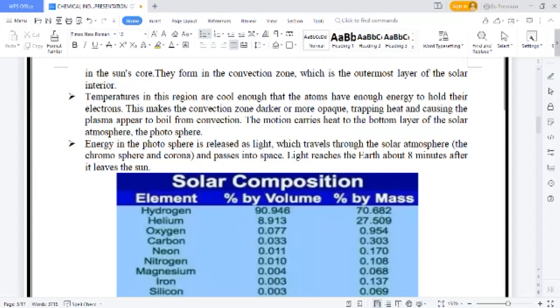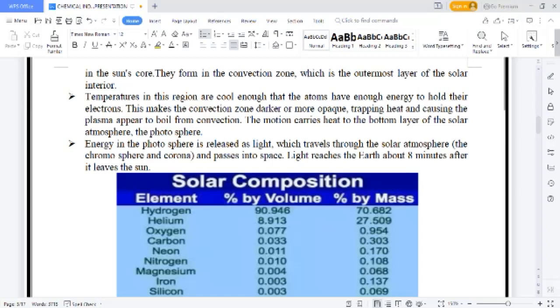Basically, what is the photosphere? The photosphere is the surface of the sun, a term which means sphere of light. The glowing wall of light that you see in the sky is the photosphere. The surface of the sun is the only part that we can see from Earth on a typical day without the use of specialized equipment. Energy in the photosphere is released as light, which travels through the solar atmosphere, the chromosphere, and corona.